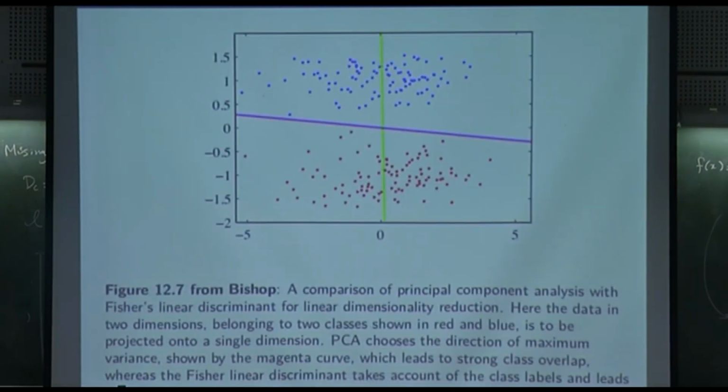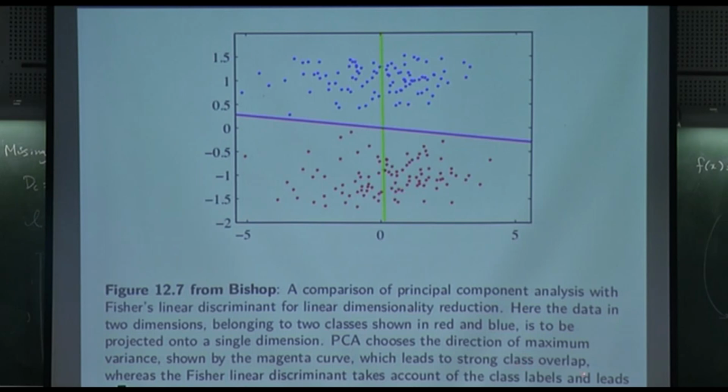And here's an example of what happens. A comparison of principal component analysis with Fisher's linear discriminant for linear dimensionality reduction. Here the data is in 2 dimensions, belonging to 2 classes, red and blue, to be projected into a single dimension. PCA chooses the maximum variance direction shown by the magenta curve. If you did just a PCA on the data itself without worrying about anything, you will pick this direction because that is where the variation is the highest. But that's not what we want, because if you simply did the PCA on the data points, it's useless.